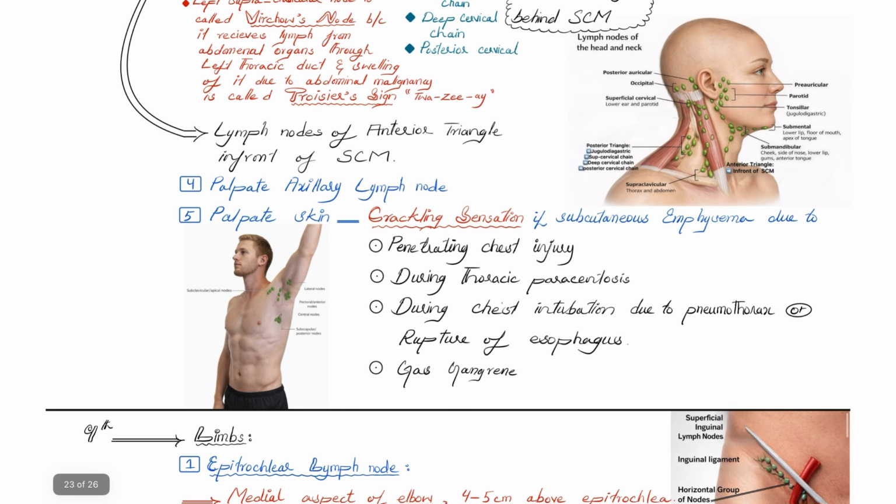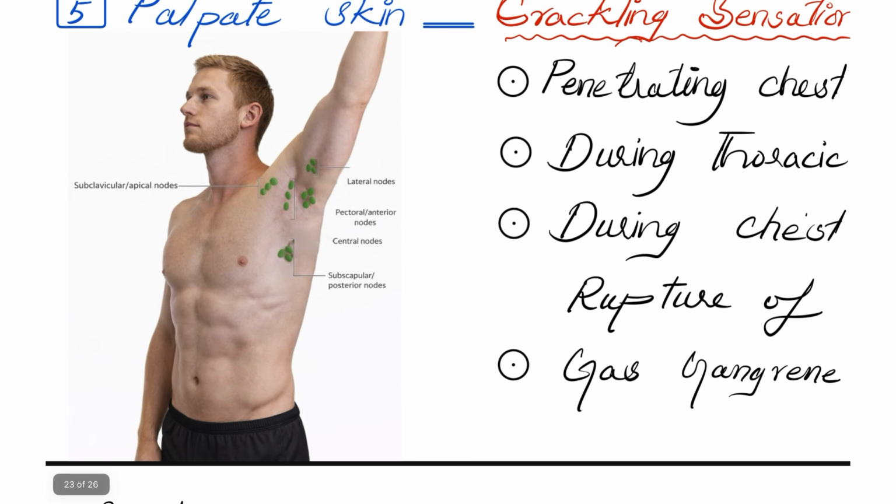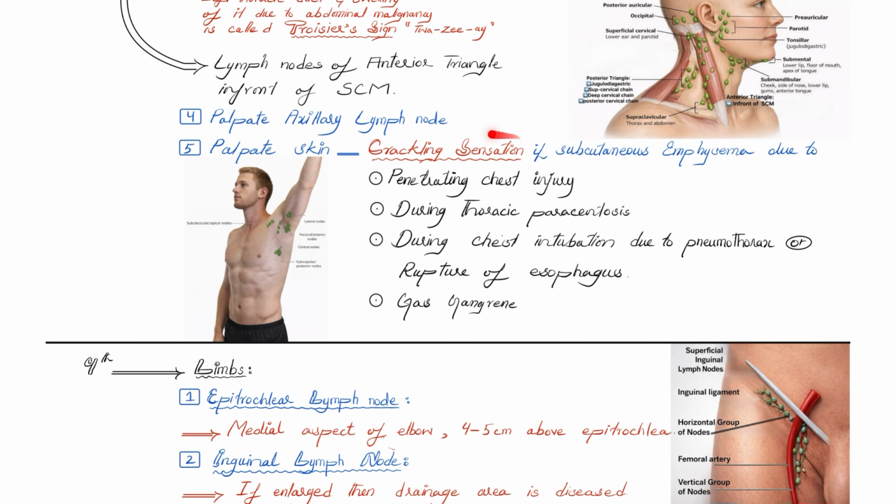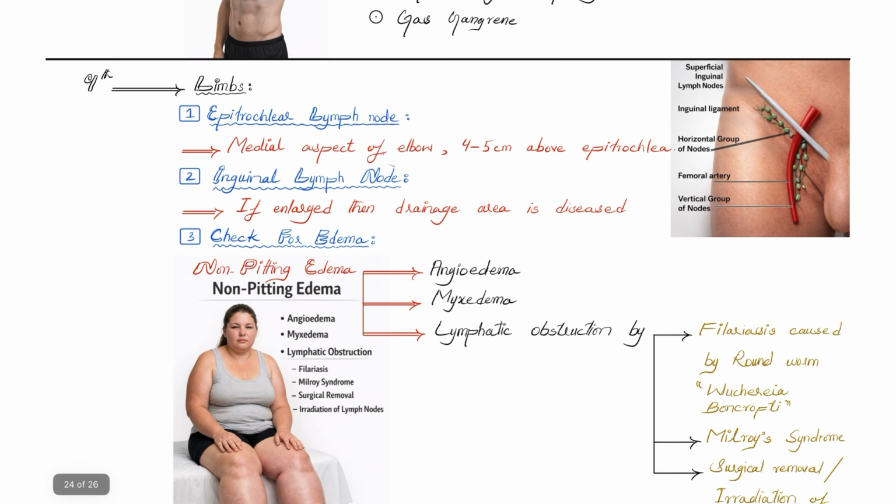After examination of cervical lymph nodes, examine axillary lymph nodes and palpate skin around the neck for any crackling sensation, which can be because of subcutaneous emphysema. And subcutaneous emphysema can be caused by any penetrating chest injury, or during thoracic paracentesis, or during chest intubation due to pneumothorax or rupture of esophagus, or there is any active cellulitis which has developed to gas gangrene. Then go towards the limbs.